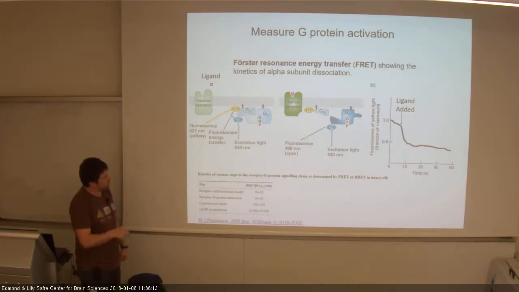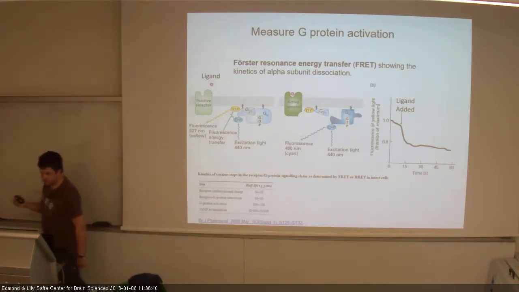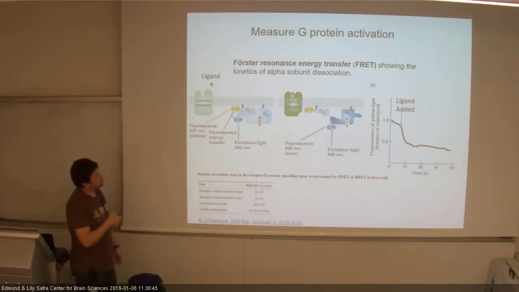So we can say that receptor conformational change happens in about 30 to 15 milliseconds. The receptor G protein interaction also happens in 30 to 50 milliseconds. Then the G protein activation remains, like the G proteins remain active for about 300 to 500 milliseconds, and the accumulation of cyclic AMP happens over very long periods of time, which is like 20 to 50 seconds. So you can see that there are very different time constants for different steps of the G protein reaction.